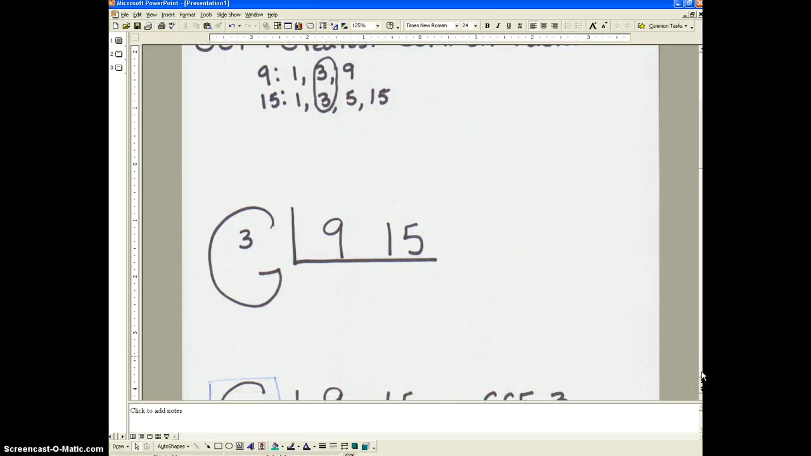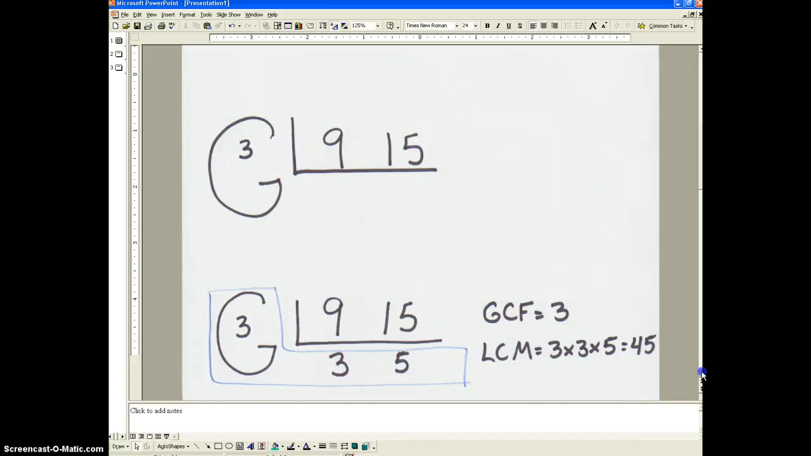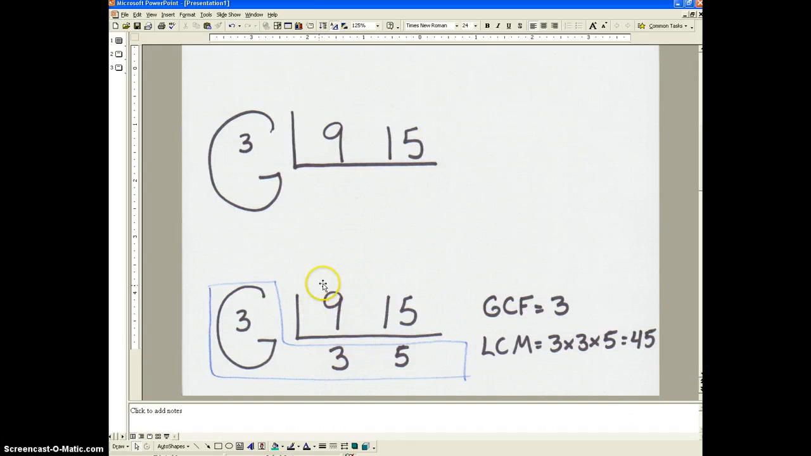Then you're going to divide both 9 and 15 by your common factor. So here, 9 divided by 3 is 3. 15 divided by 3 is 5. Make a big L around your bottom numbers and the number inside your G. Your greatest common factor is simply the number inside your big G. Hopefully that big G will help you remember that that number is your greatest common factor.